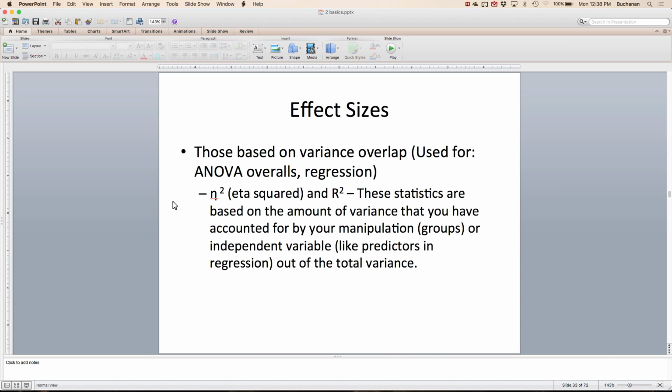The other big type that we'll do this year are variance overlap ones. So this is ANOVA again in a different way, in regression. So there's eta squared. That's an eta. It may or may not have worked on your computer, which is a little curly n. Or r squared. I do not know why we have two. They're the exact same formula. There's no difference in the formula. They're the same thing. But sometimes people use eta, sometimes they use r.